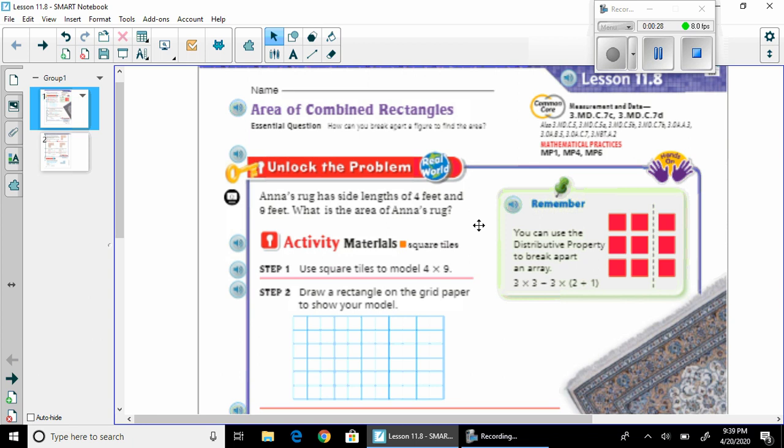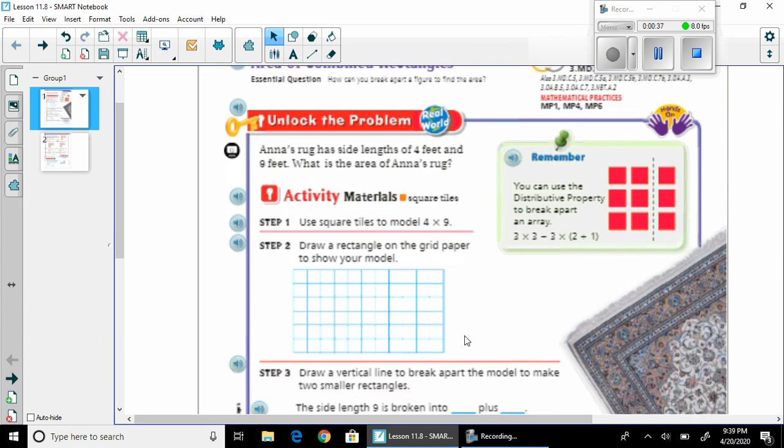So remember when we are doing area, it is length times width. So again, it's going to look like an array. We are going to be breaking apart our array into two smaller models. So it's going to look, again, very similar to the distributive property, okay?